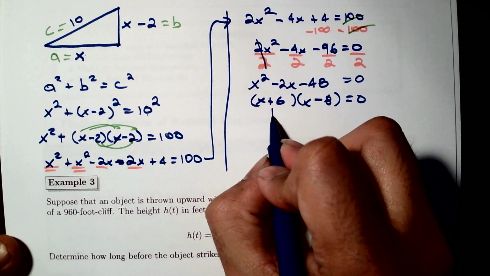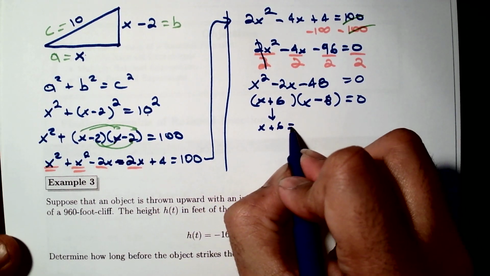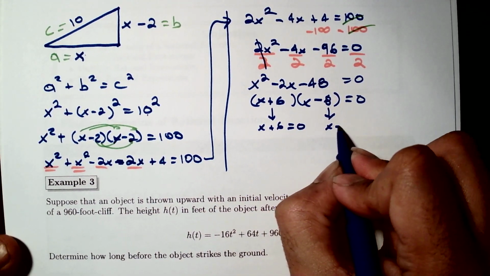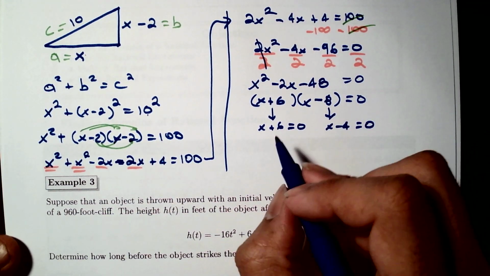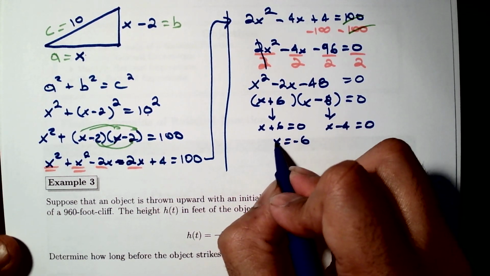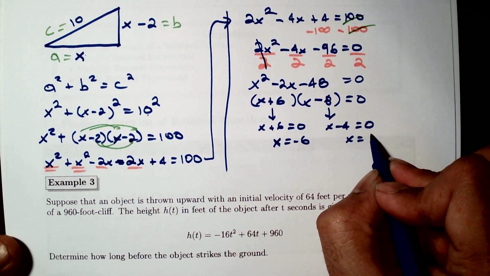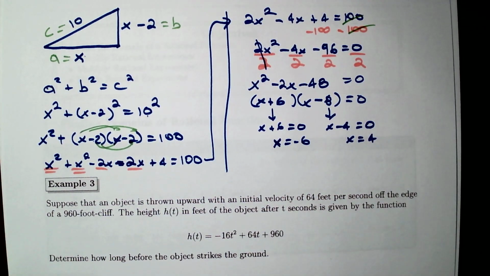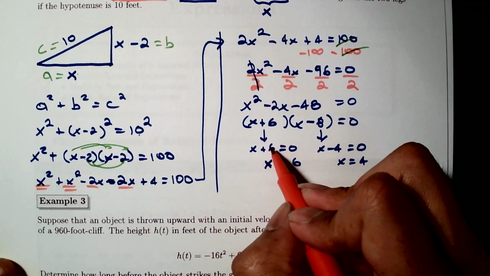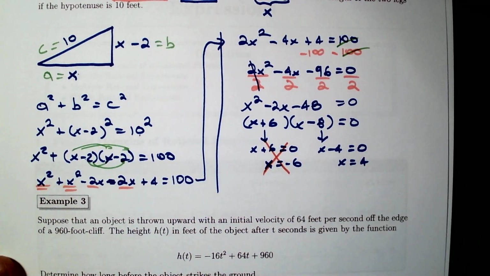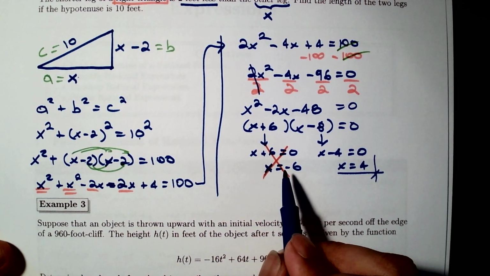So solving the baby equation, x plus 6 equals 0, and x minus 4 equals 0. So x equals negative 6, and x equals 4. All right, however, because we're looking for the length of a triangle, the negative solution won't make sense. We are only going to make sense of the positive one. There's no such thing as negative length.